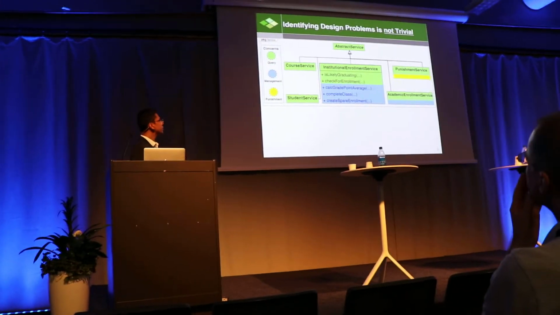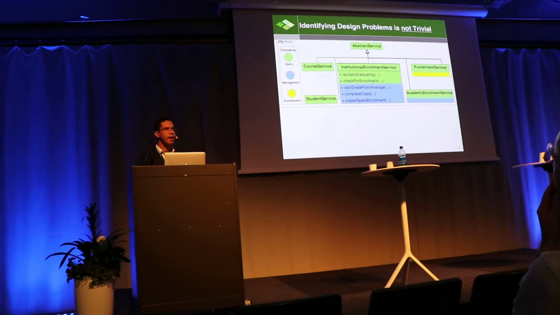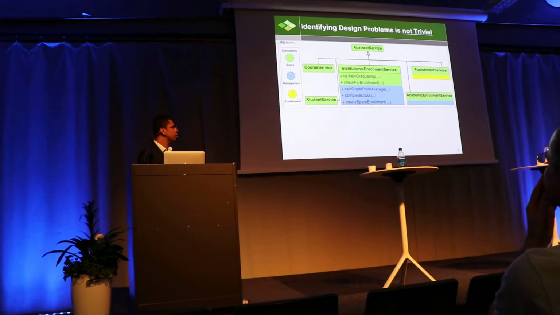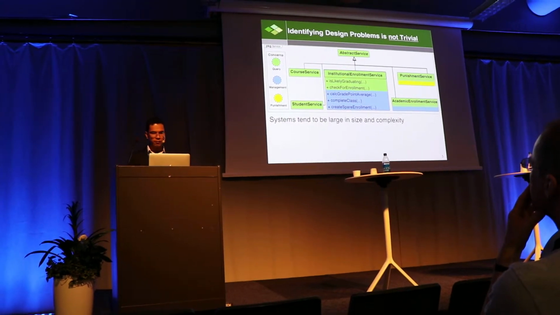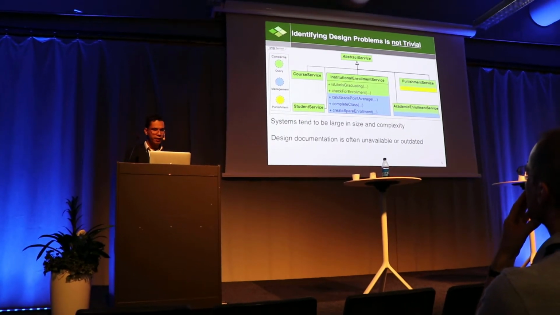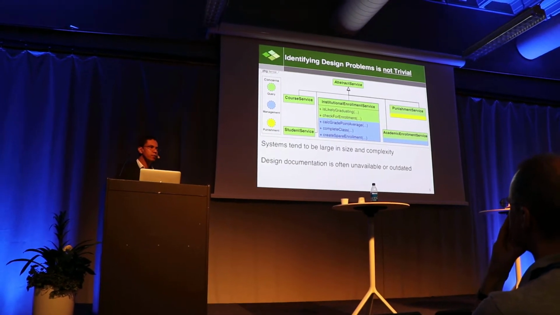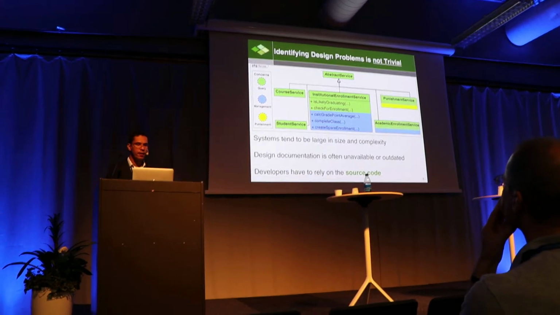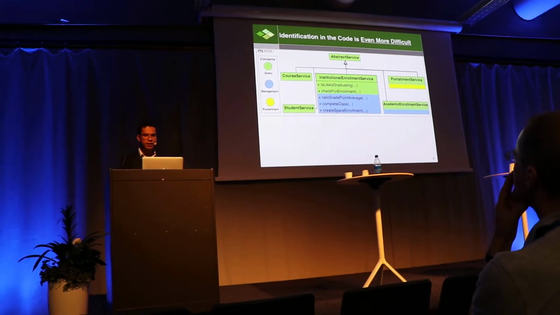Unfortunately, the identification of design problems is not a trivial task. There are several characteristics of this task that make the identification hard. For instance, systems tend to be large in size and complexity. Usually, the design documentation is unavailable or outdated. In this case, developers are forced to analyze the source code to identify design problems. And analyzing the source code makes it even more difficult to identify them.